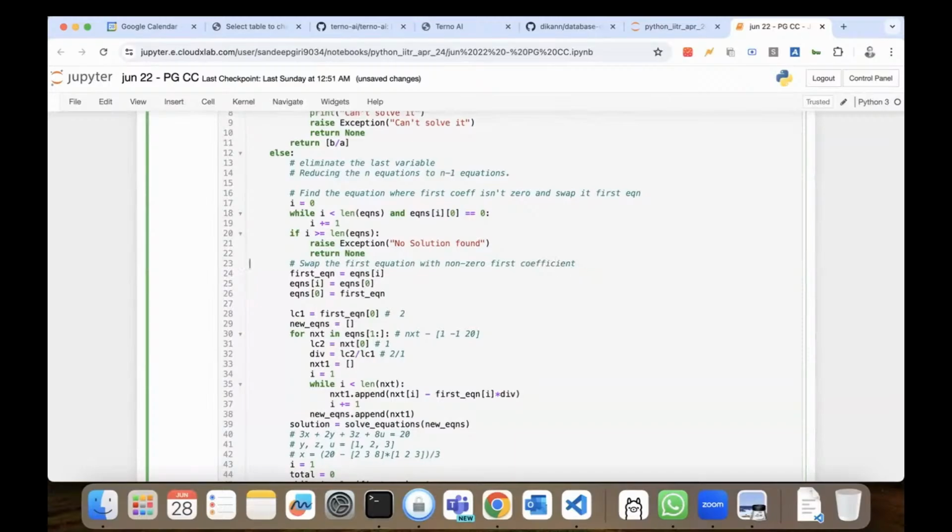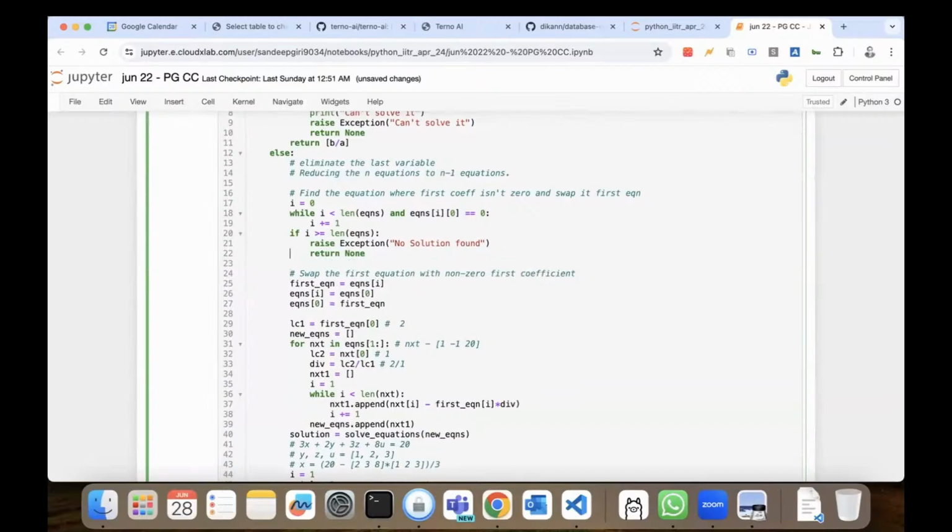Okay. Is it okay? So far, so good? Yeah.